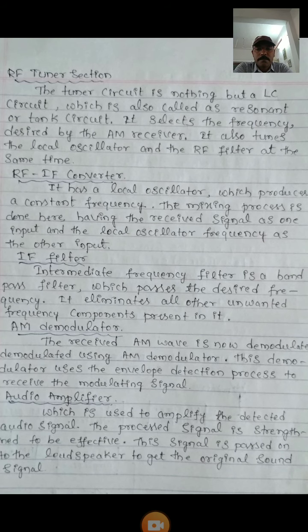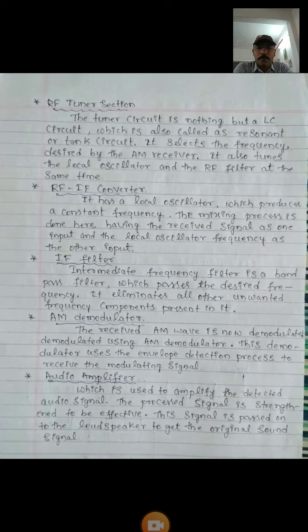Okay, yes. The last and final section of the tuned radio frequency receiver is the audio amplifier, which is used to amplify the detected audio signal. After the demodulation, the audio amplifier enhances the signal to audible form. The processed signal is strengthened to be effective. This signal is then passed to the loudspeaker to get the original sound signal.